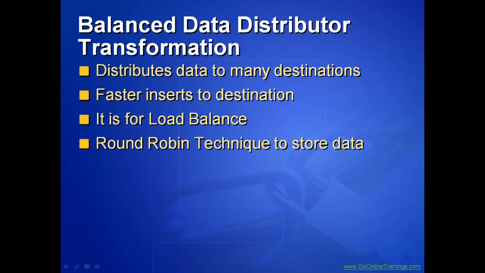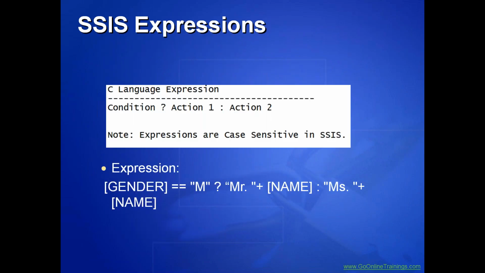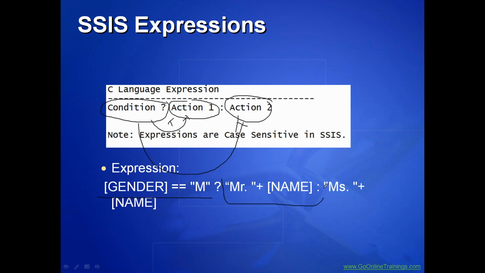If something is true, gender equals male, you have to prefix Mr. concatenated with the name. Else this one. So this is a C language expression, which is available in .NET, Java, SSIS, everywhere. If this is true, this one will get executed. If this is false, this one will get executed. That's it, nothing else. If gender equals male, this portion will get executed. This is true.